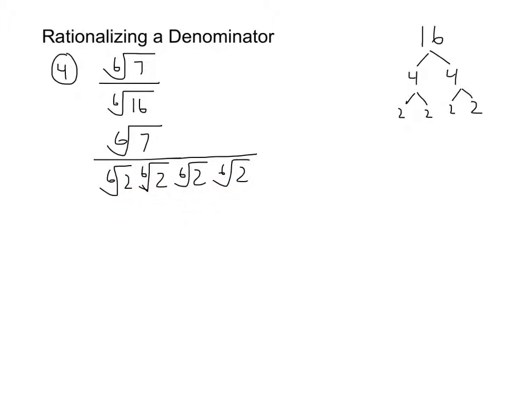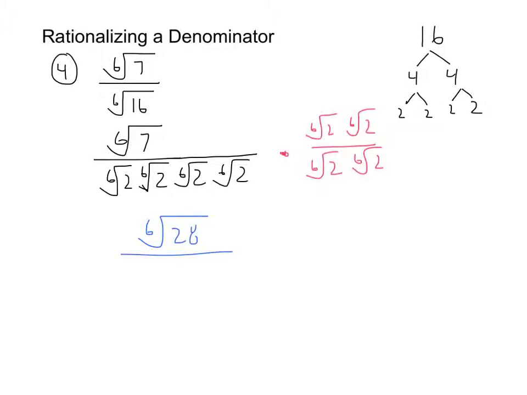Okay, so what would I need to multiply by so that I do not have radicals in the denominator? Hopefully you figured out that we need 2 more 2's. So I need to multiply by the 6th root of 2 times the 6th root of 2 over the 6th root of 2 times the 6th root of 2. If I multiply this out, I would get for my numerator the 6th root of 7 times 2 is 14 times 2 is 28, the 6th root of 28. And what would I have on the bottom? Well, the six 6th roots of 2 multiplied together, that's going to be 2.